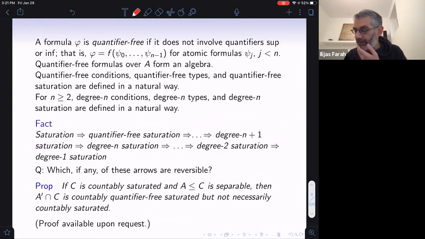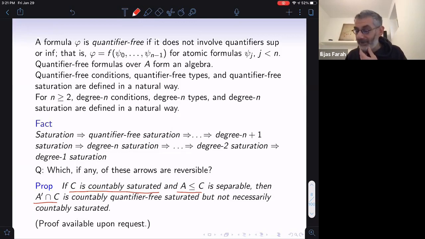So here is, I mean, you've seen part of this proof essentially. Let me just read what it says. If C is countably saturated, so C is fully countably saturated, and if you have a separable subalgebra, say A, a separable C-star subalgebra, look at the relative commutant. It is still countably quantifier-free saturated. This is exactly the same trick that we use to prove the analogous statement for degree 1 saturation.